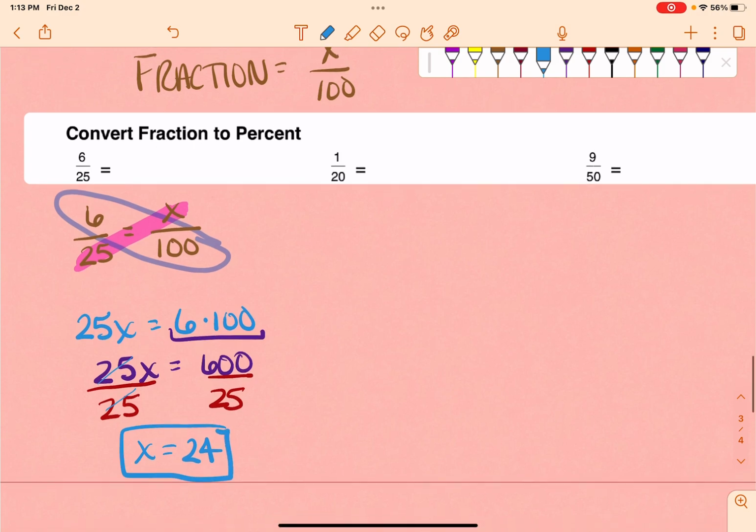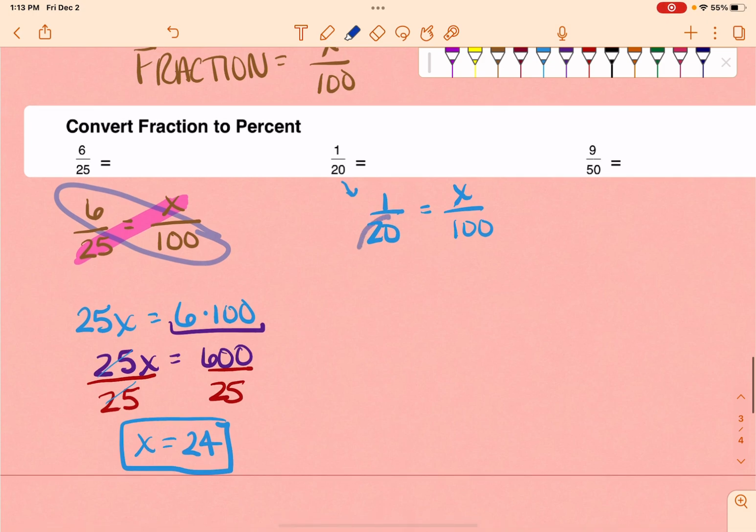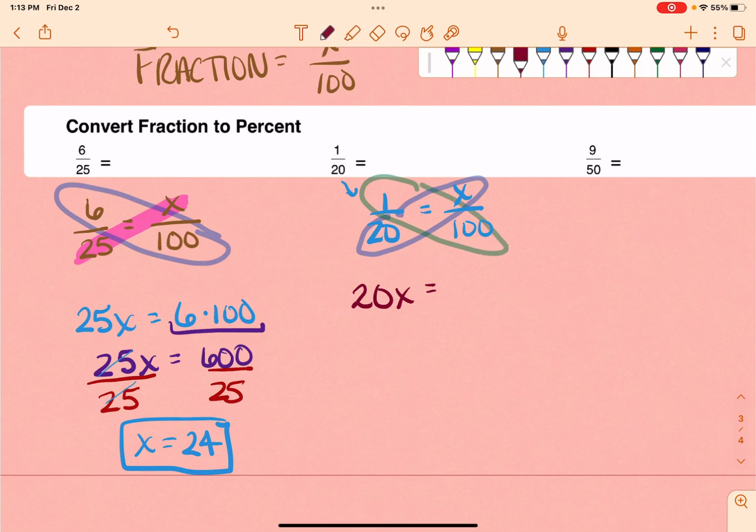Okay, let's try one more before we call it good here. So this one is 1 over 20. And you set it up with always x over 100. So I've got to cross multiply. Here's my direction that has my x, my variable. So 20 times x. Then in the other direction, I have 1 times 100, which is just going to give me 100 when I multiply those together.